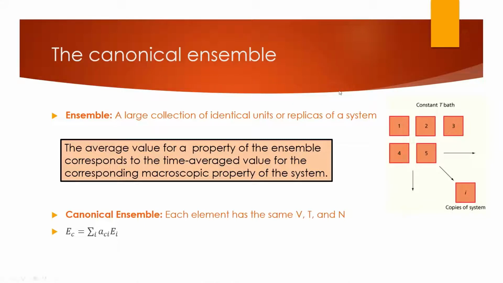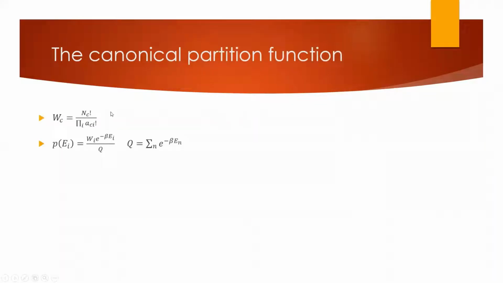What we can do then is calculate the weight of an ensemble to have a specific configuration. And this is the exact same thing that we've done before. So the weight of the canonical ensemble is N_C, the total number of units for our ensemble, and then we divide them by the occupation numbers of each possible energy level. So this is, again, the exact same thing that we've done before when considering individual energy levels for molecules.